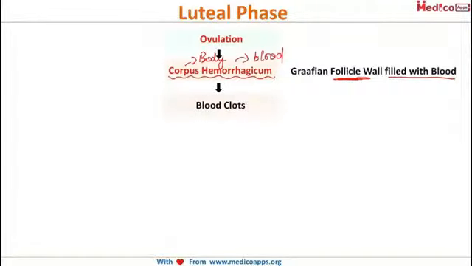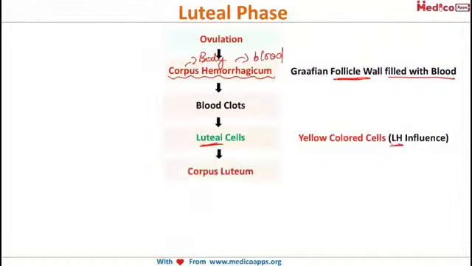Yes, whenever blood is there, it forms clots, and it results in the formation of luteal cells. What are these? These are yellow colored cells that are formed under the influence of LH. That is why they are called luteal cells. These luteal cells, when they are present in the Graafian follicle, it is now called corpus luteum. Corpus, body, luteum having luteal cells. Luteum means yellow color. Okay, so it is a body filled with yellow color cells, that is corpus luteum.